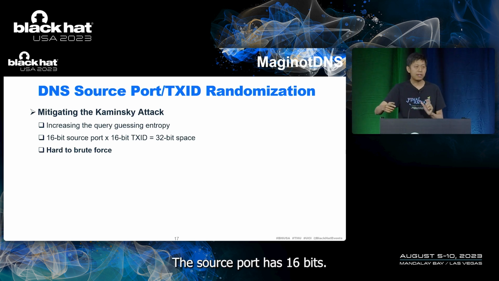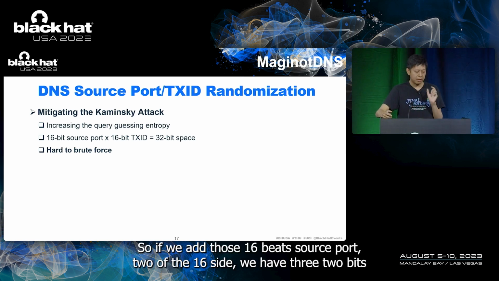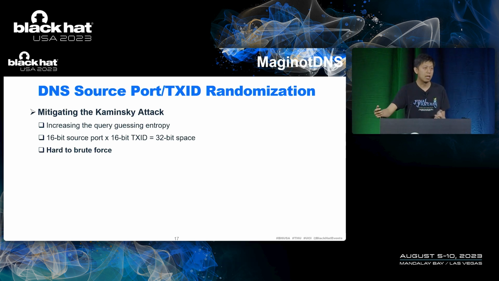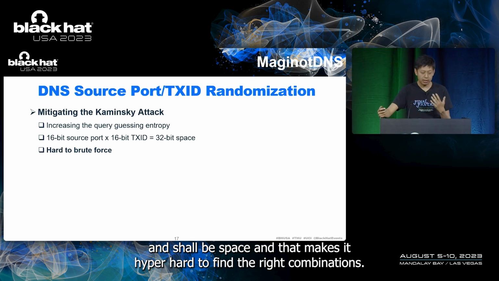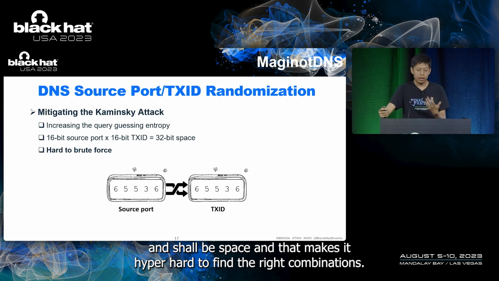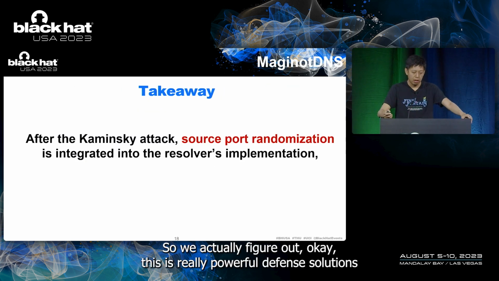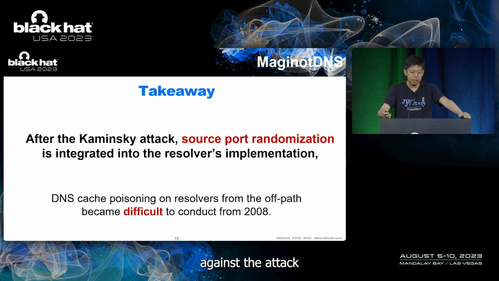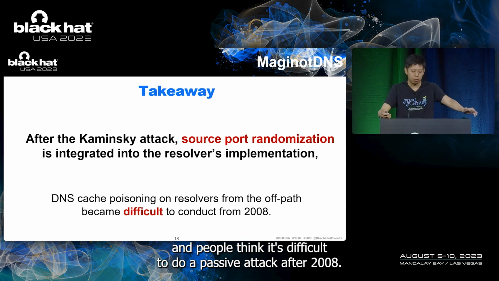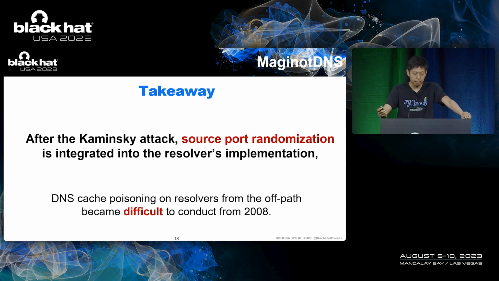The source port has 16 bits. So if we add those 16 bits of source port to the 16 bits of TXID, we have a 32-bit entropy space, and it makes it hard for the attacker to find the right combination. So this turned out to be a really powerful defense solution against the Kaminski attack, and people thought it was difficult to do off-path attacks after 2008.